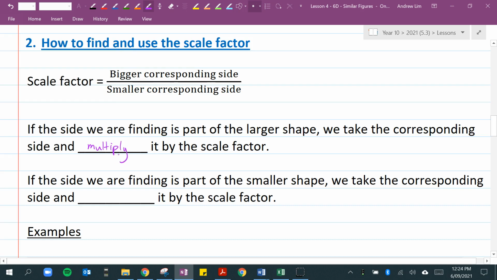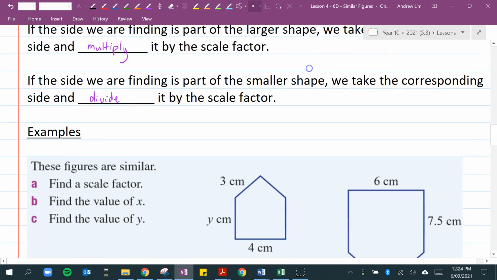If the side we are finding is part of the smaller shape, then we take the longest corresponding side and we divide it by the scale factor. Okay, so that makes it nice and simple. Let's have a look at some examples.